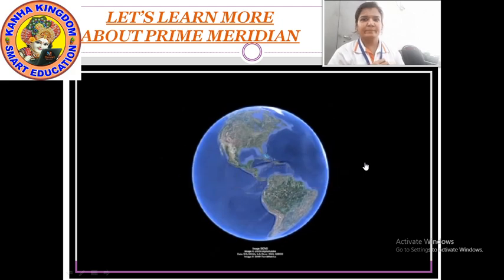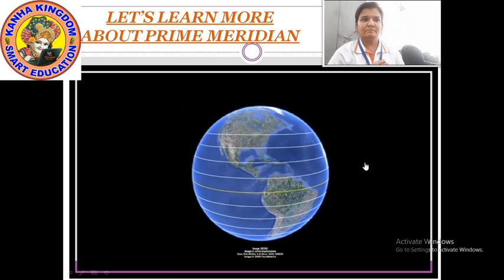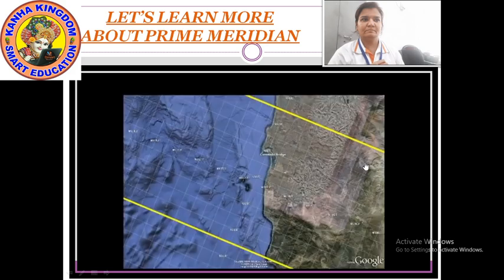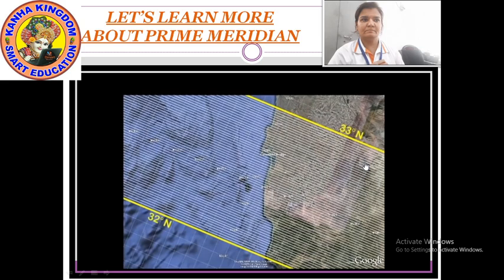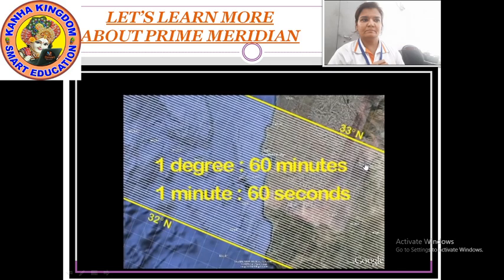Latitude. Lines of latitude, also known as parallels, circle the globe from east to west. These lines are all the same distance apart, about 69 miles. Each degree of latitude is separated into smaller pieces called minutes. There are 60 minutes in 1 degree. Similarly, each minute is divided into 60 seconds.